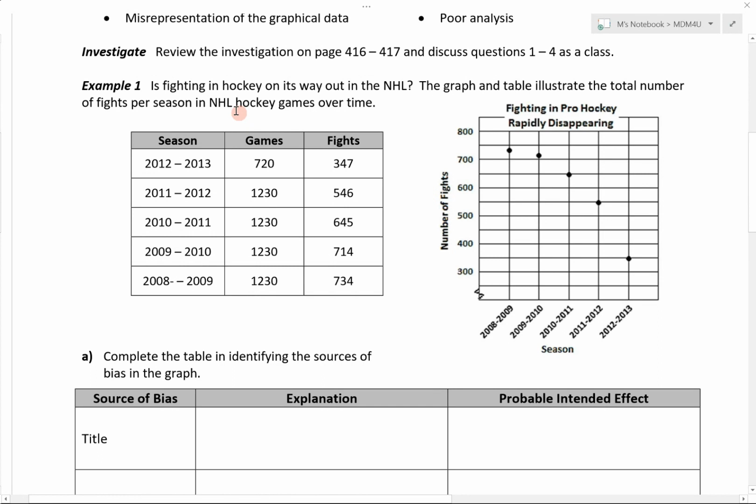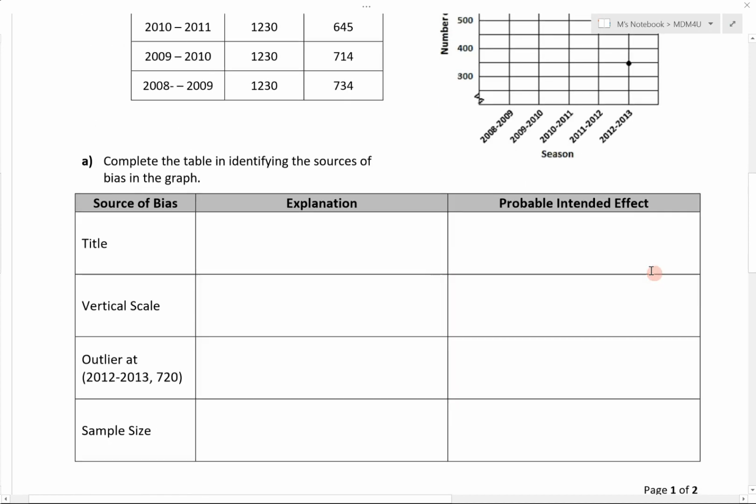Example 1 is fighting in hockey on its way out in the NHL. The graph and table illustrate the total number of fights per season in NHL hockey games over time. So let's try and look at a few different sources of bias in the graph and table that they present here. So look at the graph. It says fighting in pro hockey rapidly disappearing. Number of fights in the season from 2008 all the way to 2013. I've created a little table here to help us determine where we can find these distortions or biases.